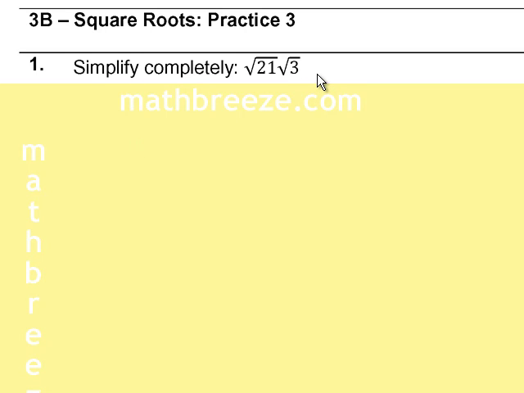In number 1, we want to simplify this product. Now we could multiply 3 times 21 and then simplify, but we could also notice that 21 has a factor of 3. 21 is 3 times 7, and so we can write the square root of 21 as the square root of 7 times the square root of 3.